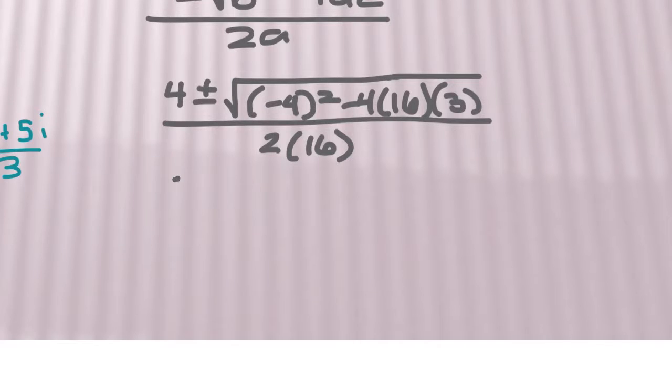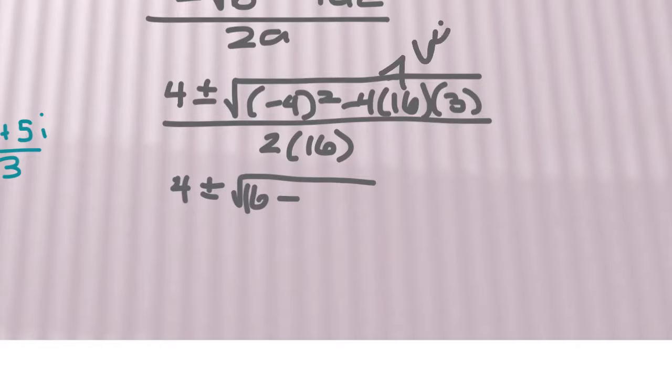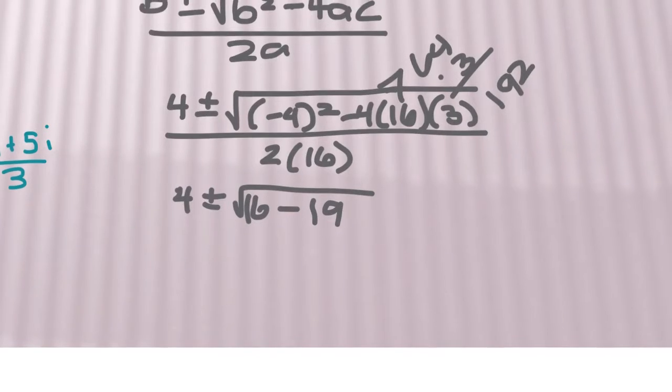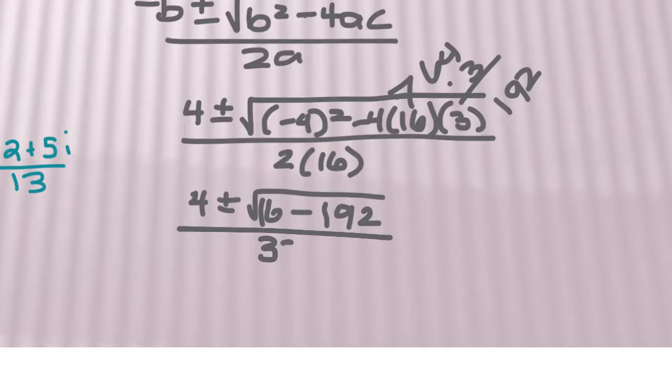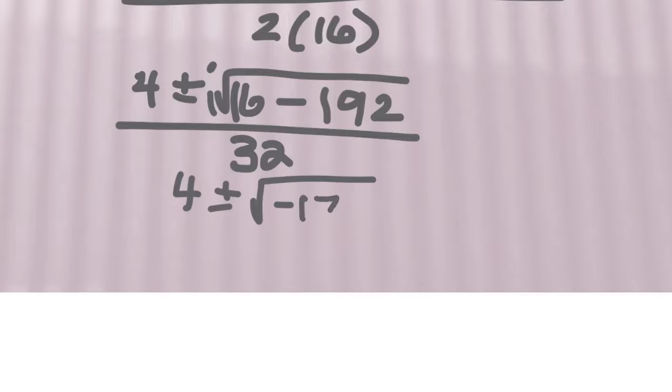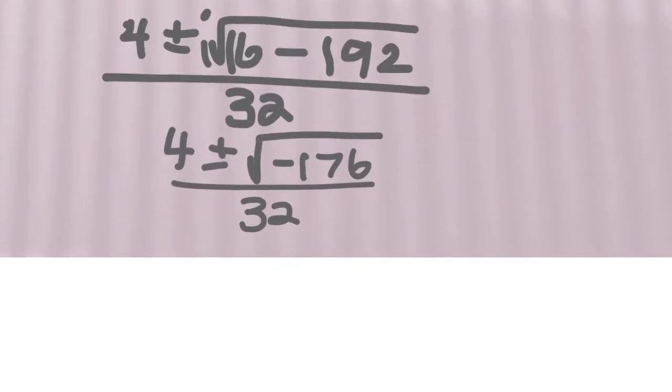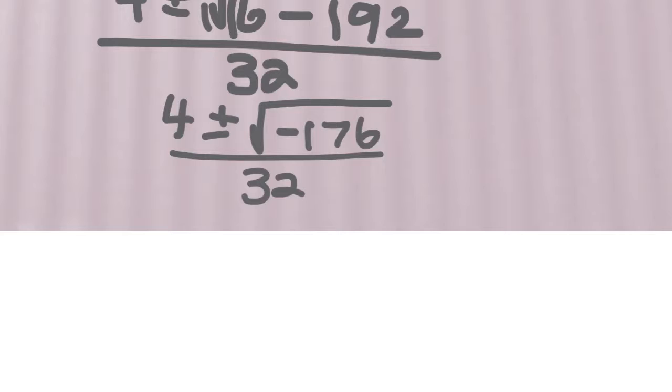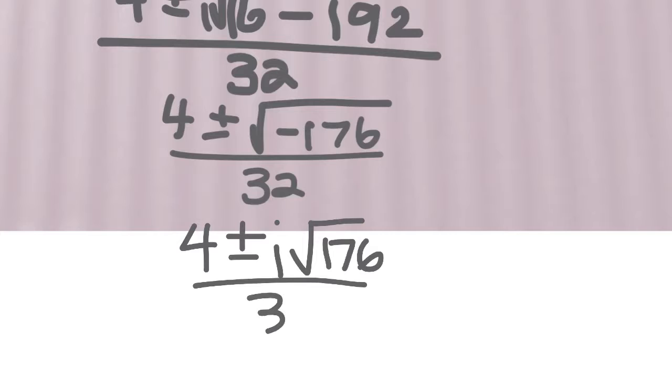I get 4 plus and minus the square root of 16. Okay, this is 64 times 3 is 192. So minus 192. All over 32. Okay, the i is already out front. So then this is 4 plus and minus the square root of negative 172. No, 176, right? Yeah. Over 32. Oh, I don't need the negative underneath because the i will come to the outside. 4 plus and minus i root 176 over 32.